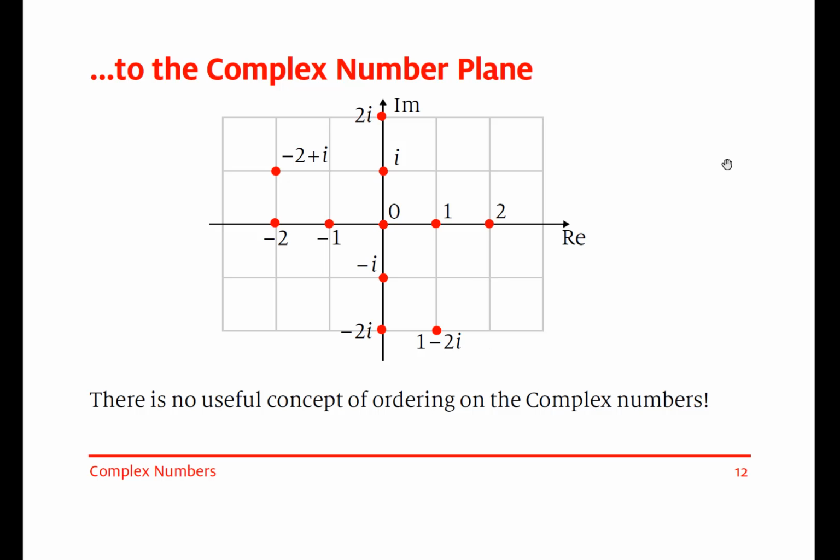Here you can see that there cannot be a concept of ordering on the complex numbers. The real numbers can be ordered from left to right, but in the plane there is no similar ordering of the complex numbers. So we must forget about greater than, less than, greater or equal, and so all ordering relations are not useful in the complex numbers.